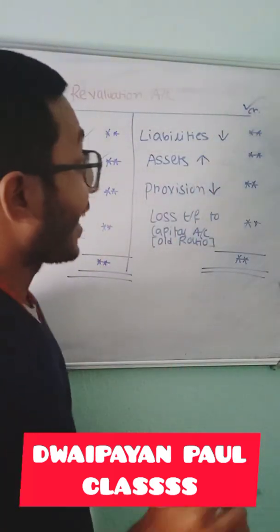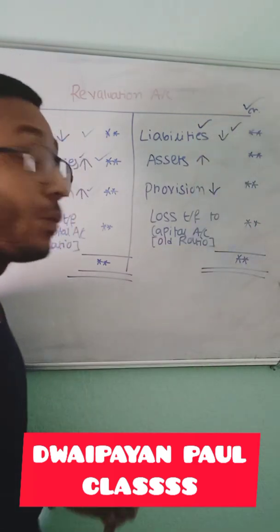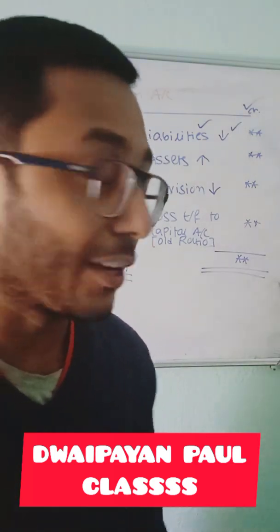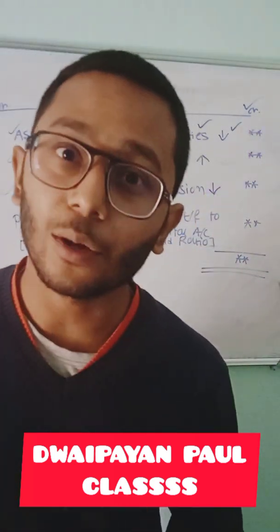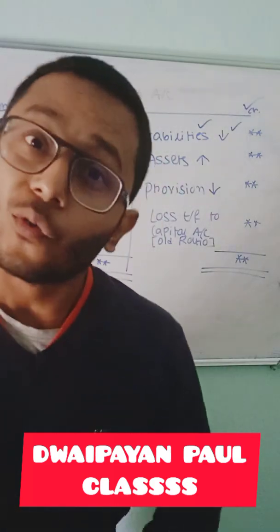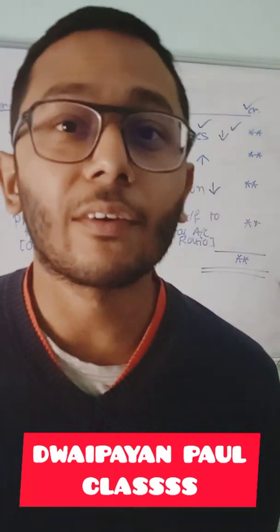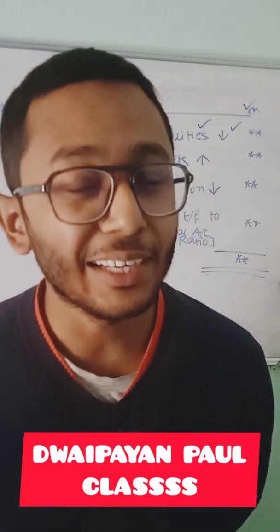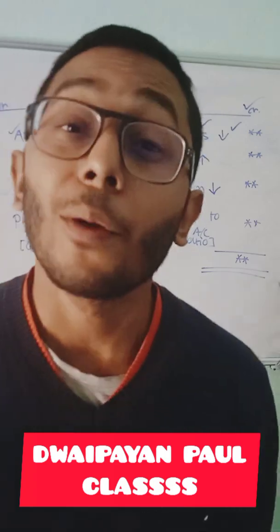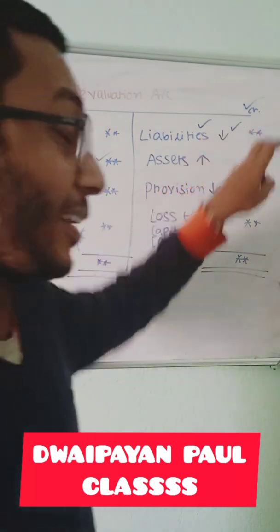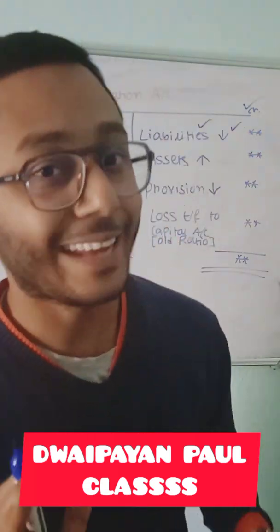On the credit side, liabilities have a downward arrow, that is, the liability is being decreased. If the value of liabilities is decreased, you have to write it on the credit side of the revaluation account. For example, in the balance sheet the creditors, that is the liabilities, are 50,000 and the revised figure of the creditors is 40,000. So the creditors have decreased by how much? By 50,000 minus 40,000, that is 10,000. So you have to write the creditors figure of 10,000 on the credit side.